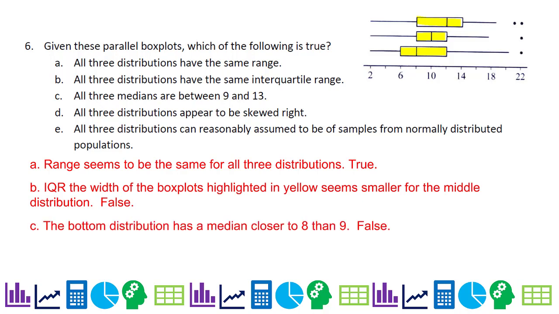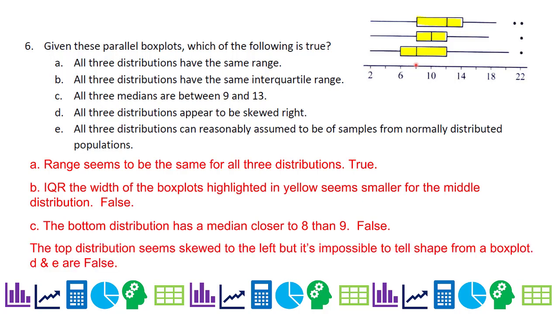All three medians are between 9 and 13. Well, the bottom distribution, let me go ahead and highlight that for you. Right here, you can see that the median's actually closer to 8, so that is false. And then the top distribution seems skewed to the left, but it's impossible to tell shape from a box plot. So D and E are false. So you really can't tell skew. You have kind of an idea, but you can't really see the shape, so it's a little misleading. So the only one that's true is A.